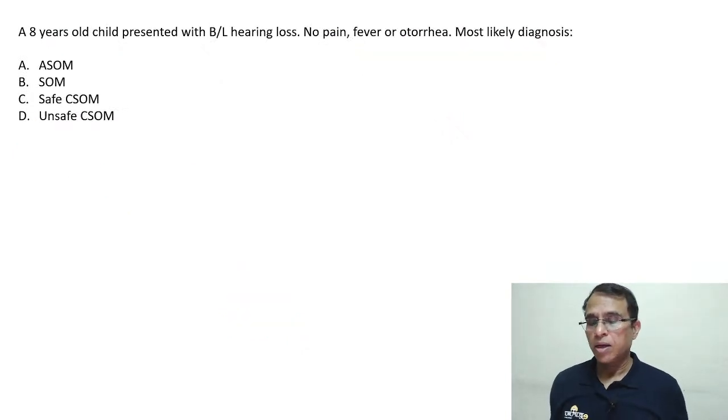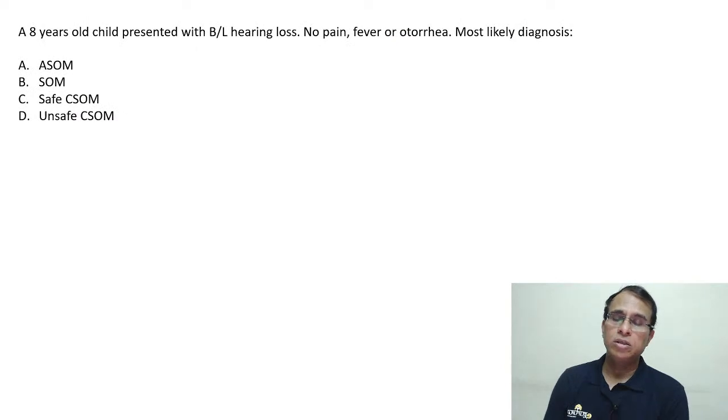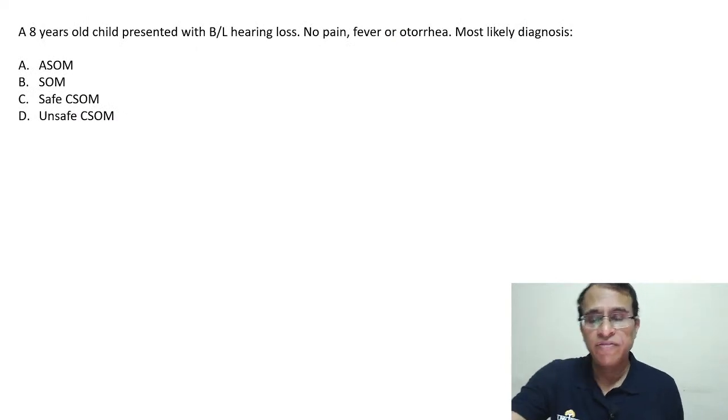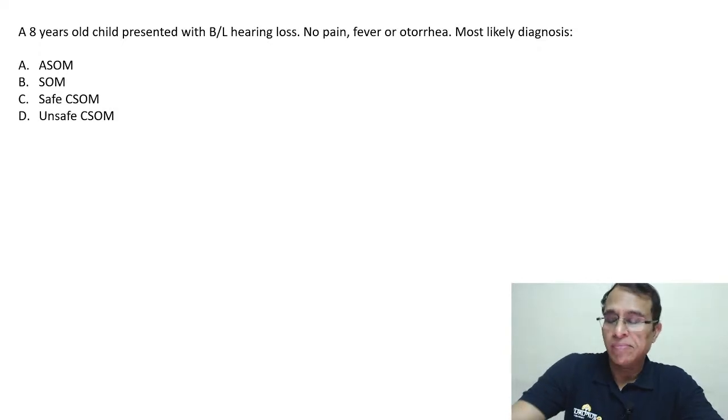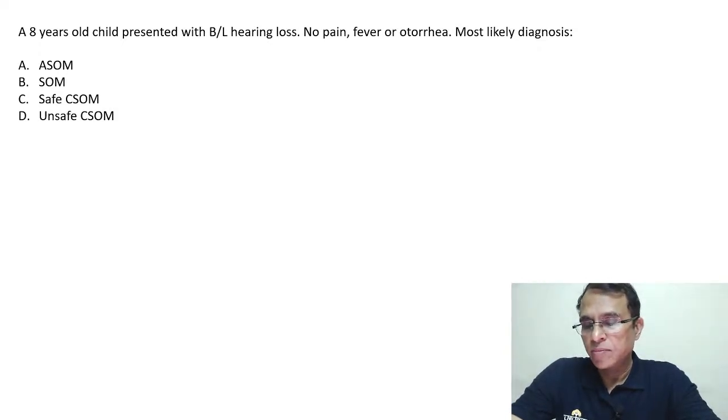An 8-year-old child presented with bilateral hearing loss, no pain, fever, or otorrhea. Most likely diagnosis? Another very interesting question. Is it ASOM, SOM, safe CSOM, or unsafe CSOM? What is the diagnosis? An 8-year-old child with bilateral hearing loss, no pain, no fever, no ear discharge. Most likely diagnosis. Let's see. What is the answer? ASOM, SOM, safe CSOM, unsafe CSOM.